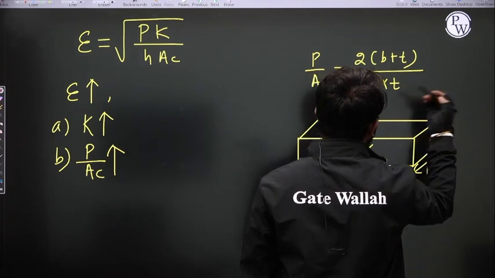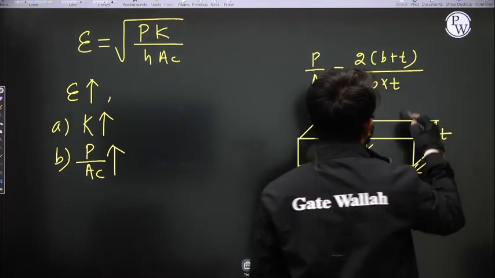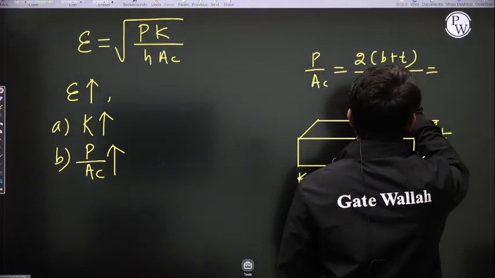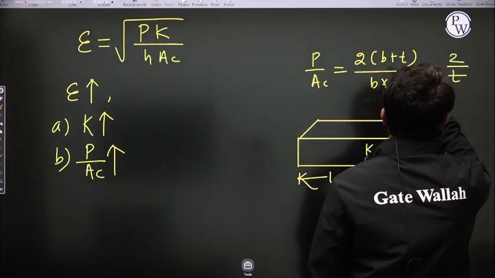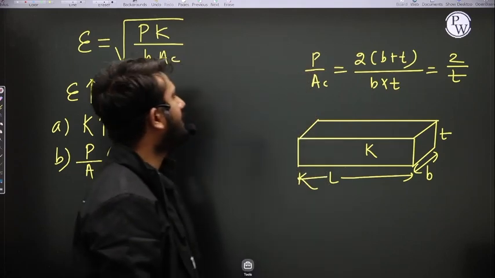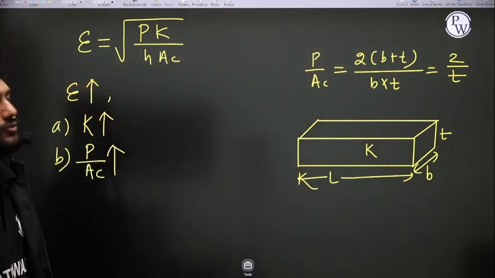If b plus t is approximately equal to b, that means thickness is very, very small, then I can say this is 2 by t. This is 2 by t because b plus t is approximately equal to b, b cancels out. So this is 2 by t.